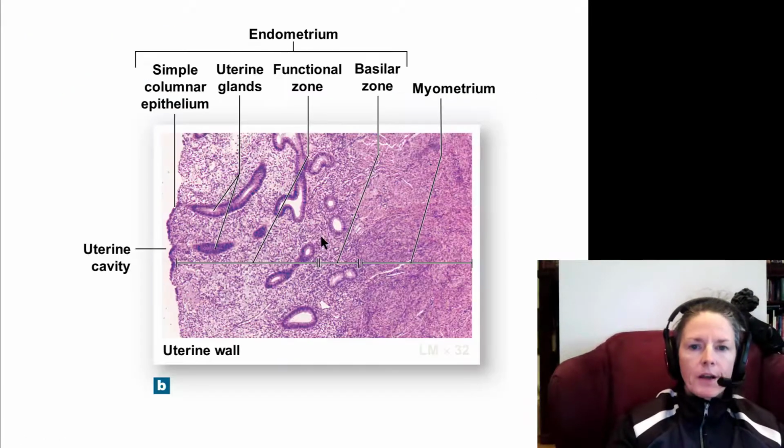All right, so the endometrium has a functional zone and a basilar zone, and the functional zone is the part that's going to get sloughed off every month, and the basilar zone is going to be the part that's going to regenerate every cycle.